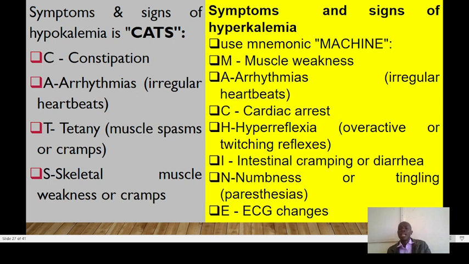If you look at hypokalemia, the patient is going to present with constipation, arrhythmias, irregular heartbeats, tetany, muscle spasms or cramps, and skeletal muscle weakness. As for hyperkalemia, the patient is going to present with muscle weakness, arrhythmias, cardiac arrest, hyperreflexia, that's overreactive or twitching reflexes, intestinal cramping or diarrhea, numbness or tingling sensation, and ECG changes. These are majorly the peaked T waves.